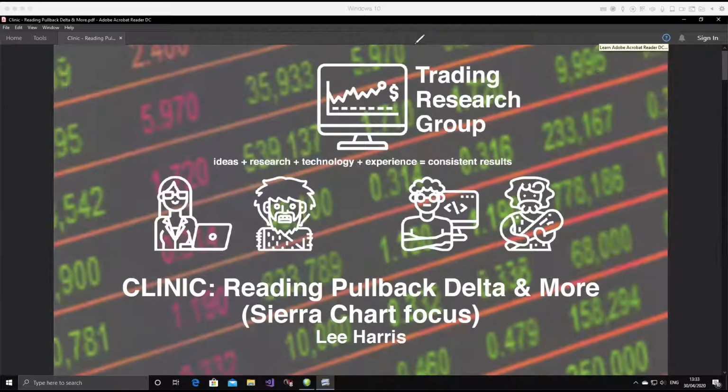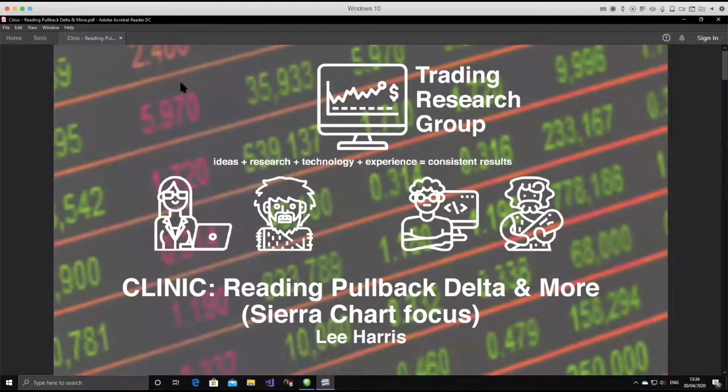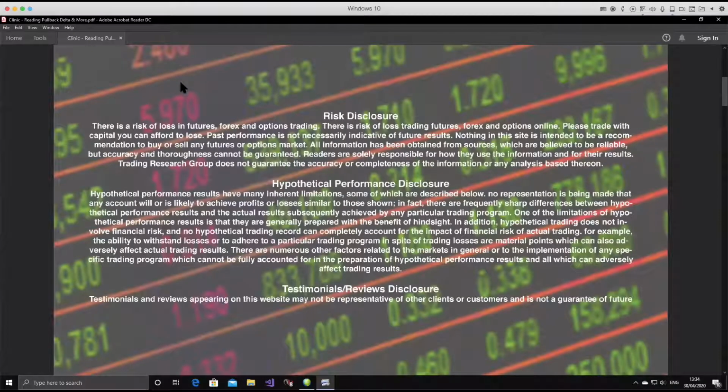So we'll focus really on 2 or 3 of the concepts within there, but we'll make it a bit more interactive and we can dive into questions and this kind of thing if we need to. I've got Sierra Chart open here, so we can do a few examples as well and explore some of the concepts. So let's go.